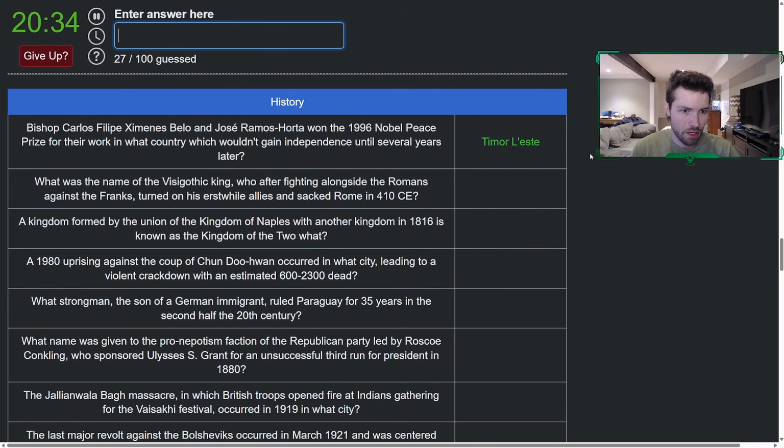What was the name of the Visigothic king who, after fighting alongside the Romans against the Franks, turned on his erstwhile allies and sacked Rome in 410 CE? Is this Odoacer? No. Is this like Theodoric or something? Oh god. Visigothic king. Like Otto or something? What am I thinking of? Oh gosh.